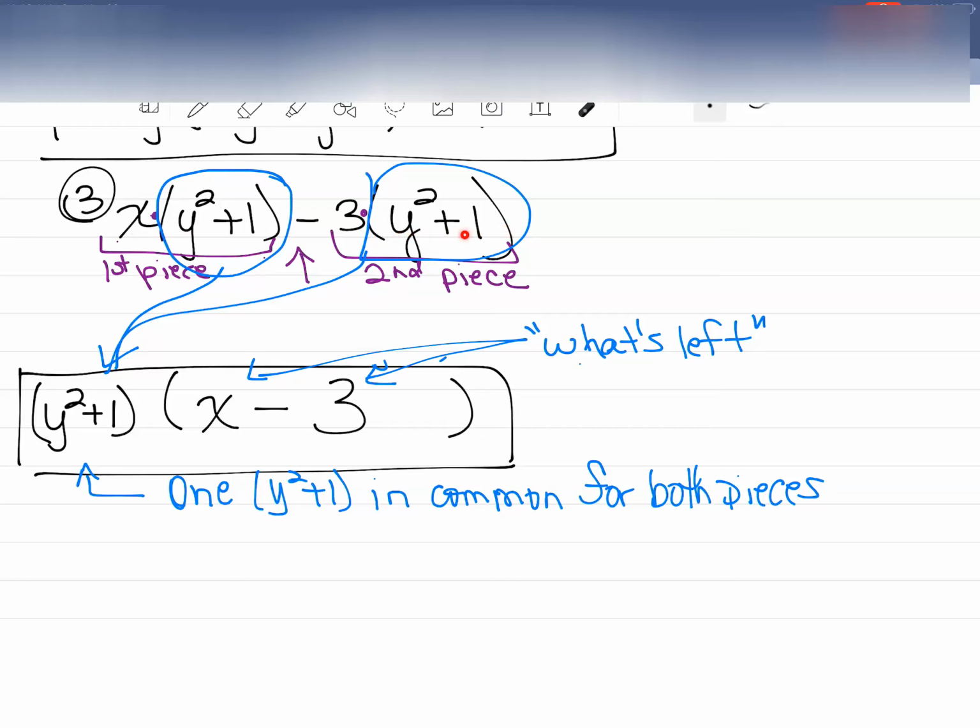We should get something that looks like x with the parentheses y squared plus 1, minus 3 with the parentheses y squared plus 1, close parentheses. It should look like this once we factor out the common factor for the first 2 terms and the common factor for the second 2 terms. Then we'll be able to pull out that common parentheses and use the second parentheses to leave what's behind.